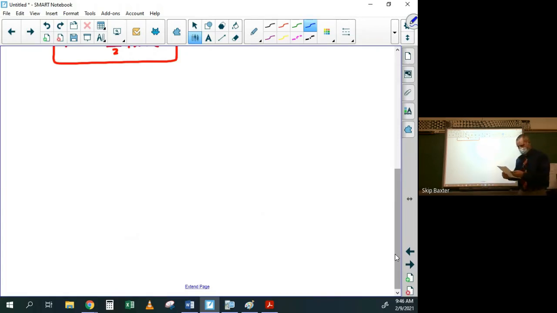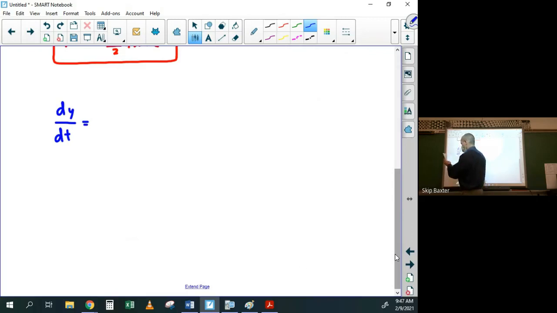How about this? What if I have dy dt equals y cosine t? I'll give you a second. Try and work that one out. Find the general solution to this differential equation.